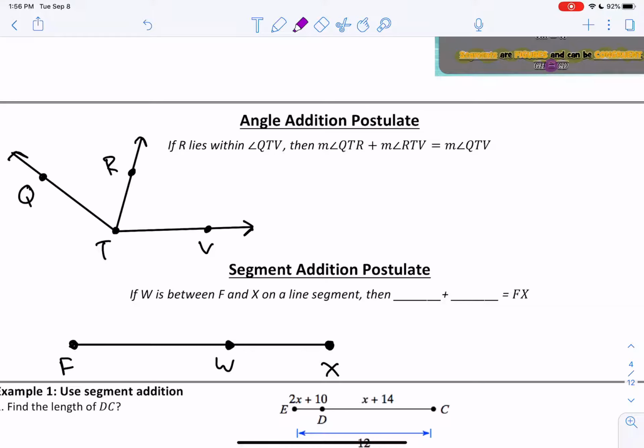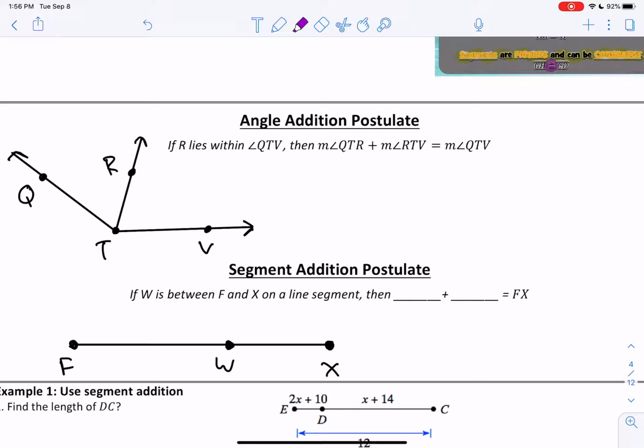Okay, so we've got two postulates we're going to talk about, and these two postulates are pretty much the exact same thing. We have the angle addition postulate, and we have what's called the segment addition postulate. Both of these postulates basically break down into one common idea: if I have an angle or a segment that is split up into two separate parts, part one plus part two equals the entire thing.